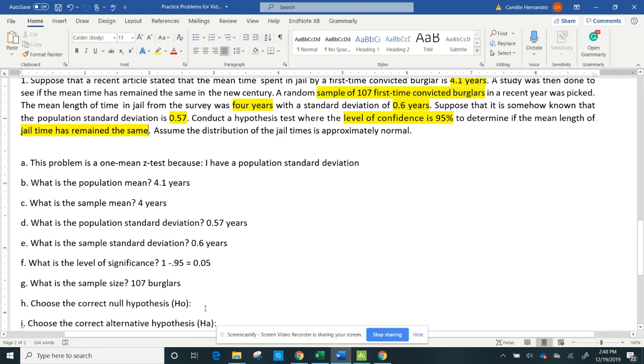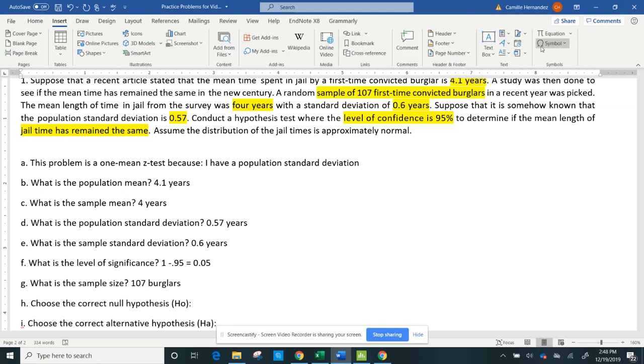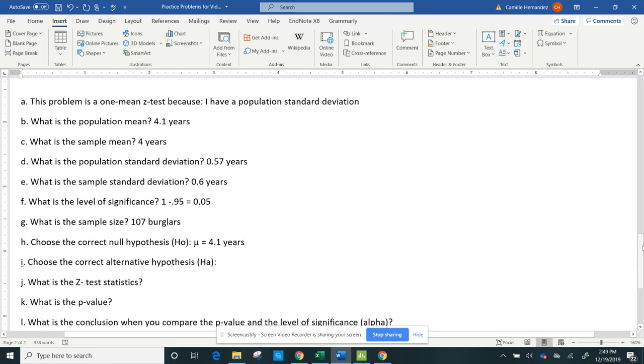So then I'm going to do this. I'm going to insert my mean sign, go into symbols, mean. Okay. And this wanted to know that it remained the same. What remained the same? The population mean. Okay. So if the null is equals, that means the alternative has to be not equal. So let me go find that sign.